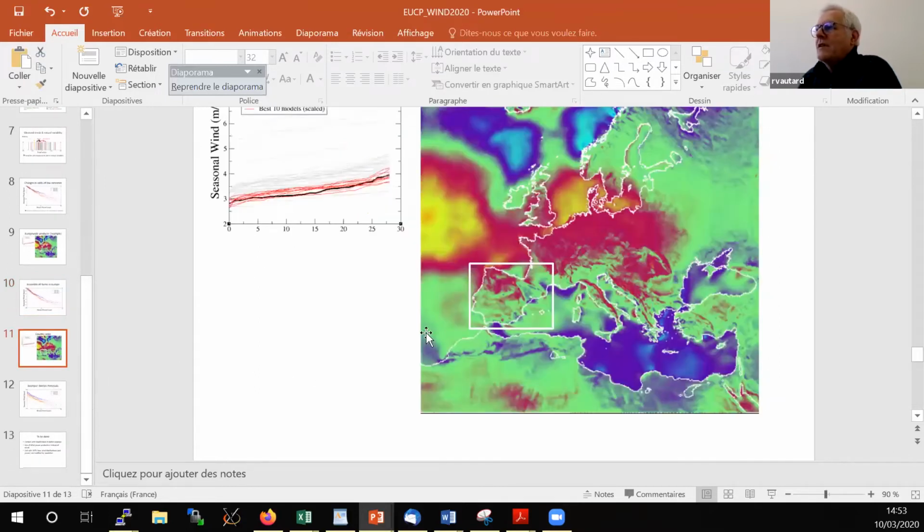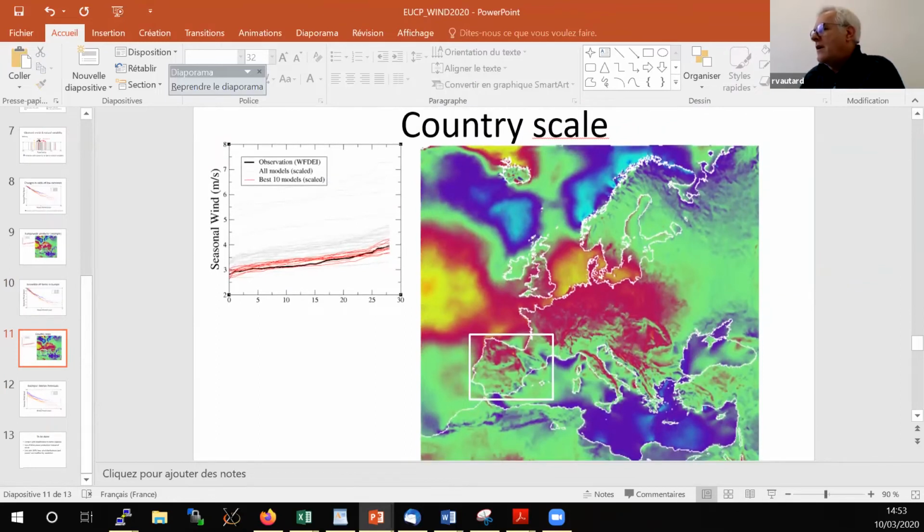Now we can also go to the country scale. If we look at the Iberian Peninsula, which is actually 2 countries, or 3 if it contains part of the UK, then we can do the same exercise, average the wind, select the best models, and in this case, as you see, I can enlarge.